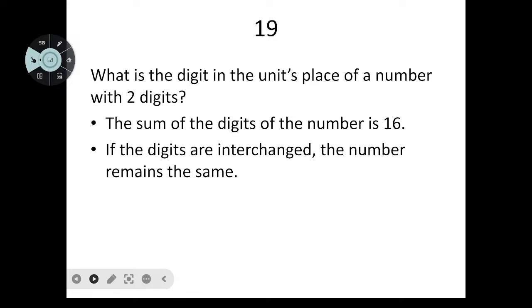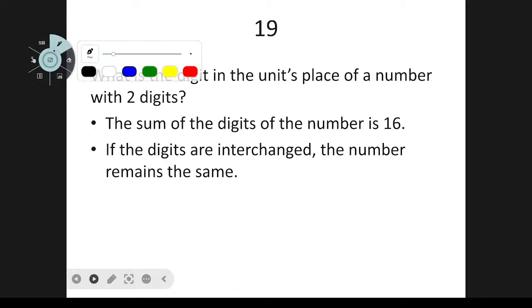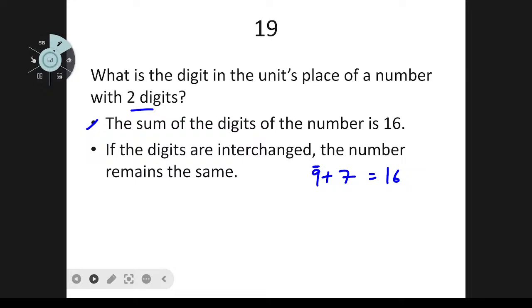Okay, let's see. Now, what is the digit in the units place of a number with two digits? So for a two-digit number, what is the unit digit they are asking? For that, the first statement is the sum of the digits of the number is 16. So if the sum is 16, it can be 9 plus 7 possibility, because I have taken the highest here and this is 7, so that it is 16, or it is 8 plus 8, or it is 7 plus 9.